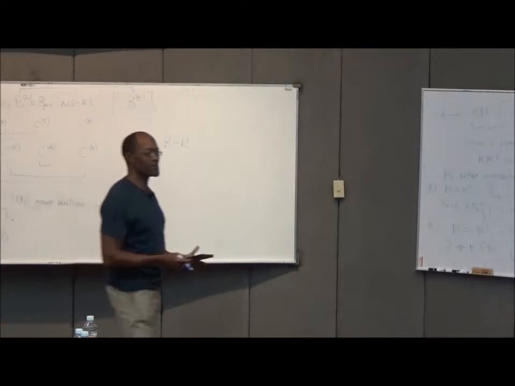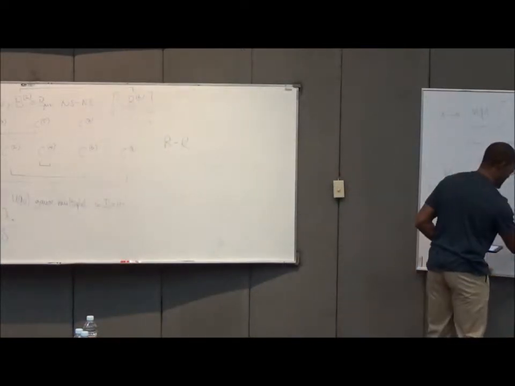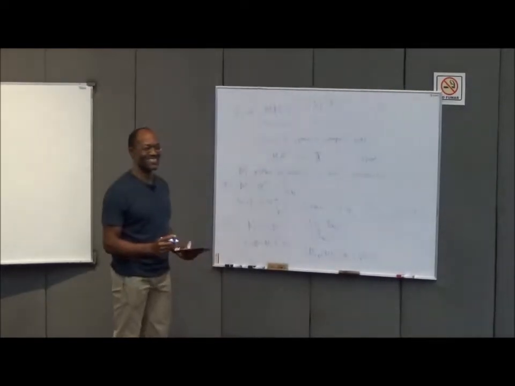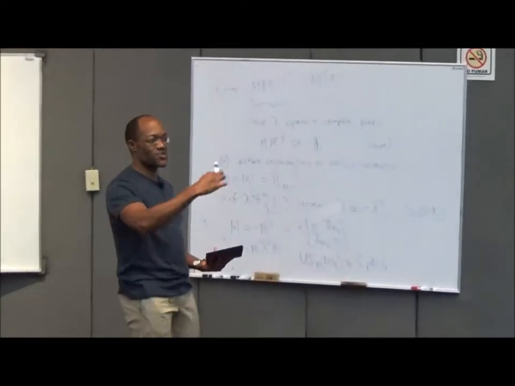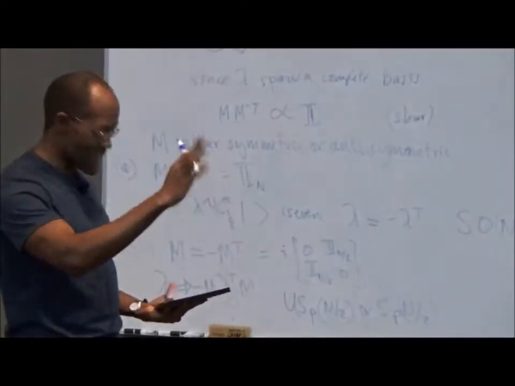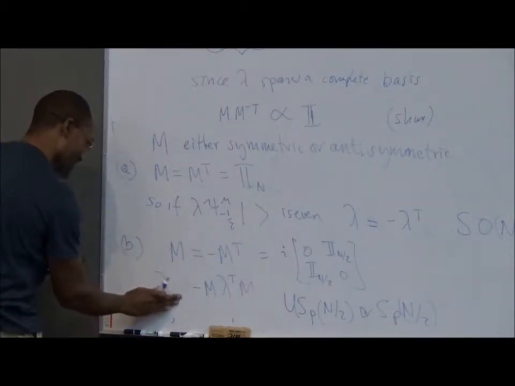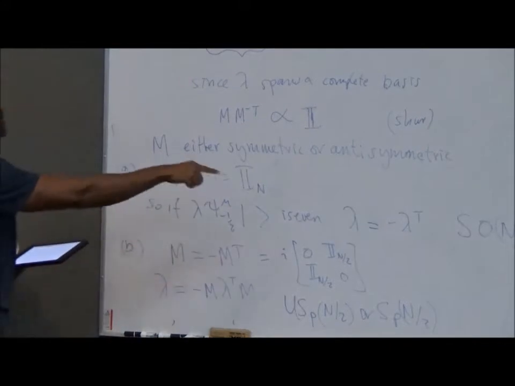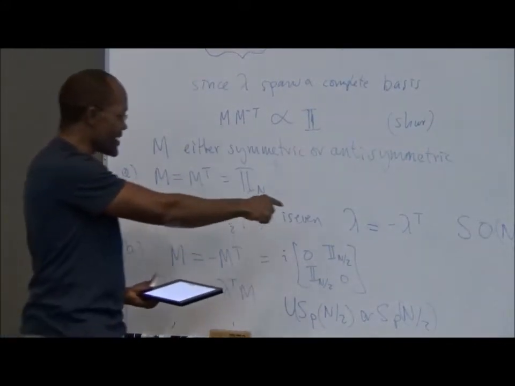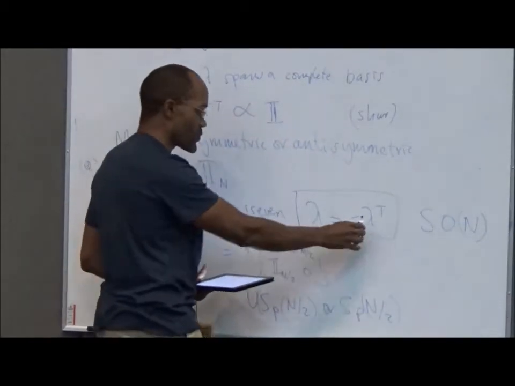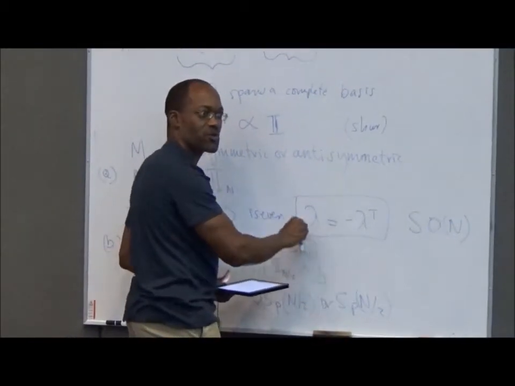No. Sorry, it's because this is a mistake. This is an equal sign. It's not that it's transforming that way. M transforms it that way, but it then says, in order for this to be true, what must be left is that lambda transpose must be minus lambda. And so that's why it's an SO(N) matrix.